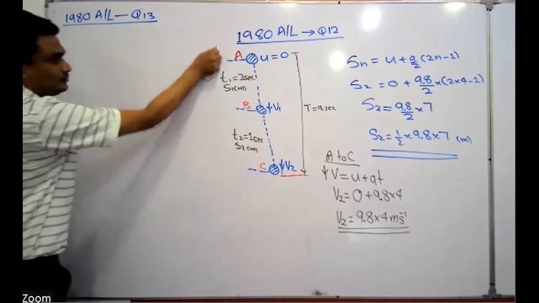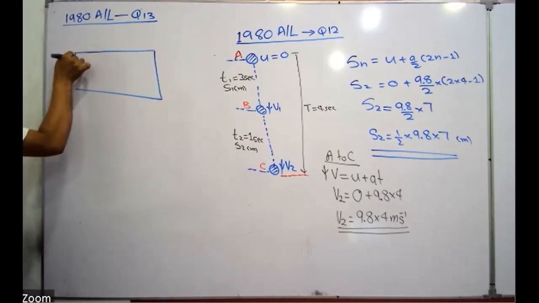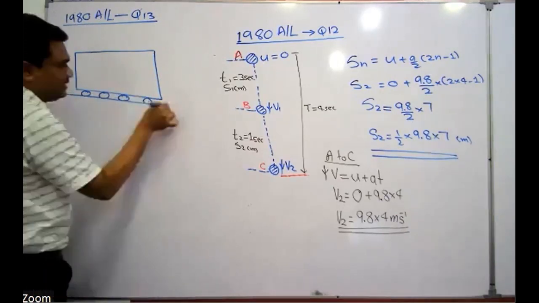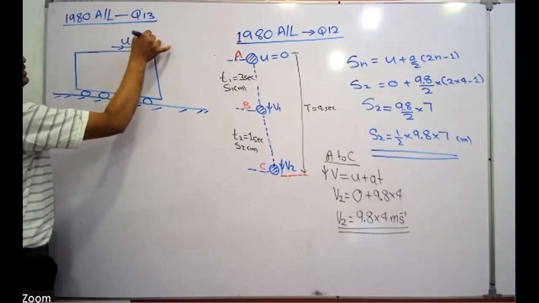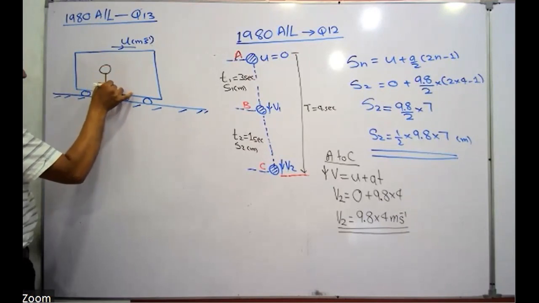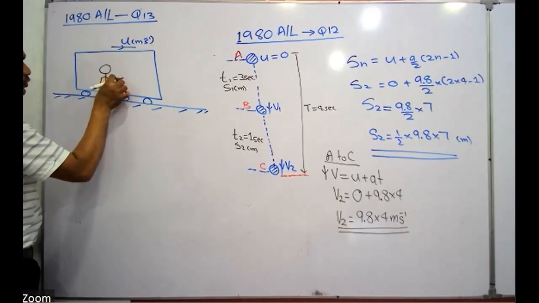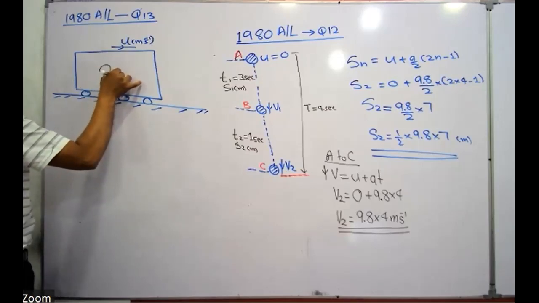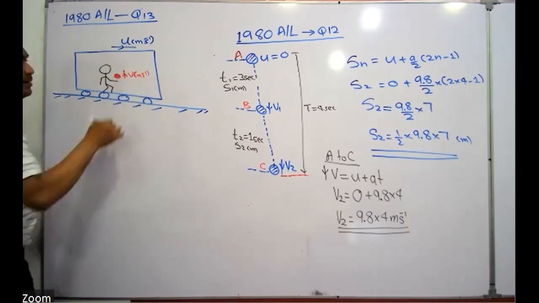Look at the board. This is the train apartment. Many wheels will be there. This is the railway track. The question tells us it travels with constant velocity. There is a boy. What does the boy do? He is at rest. He throws a ball vertically upward with a certain velocity. The question asks what will happen to the ball.